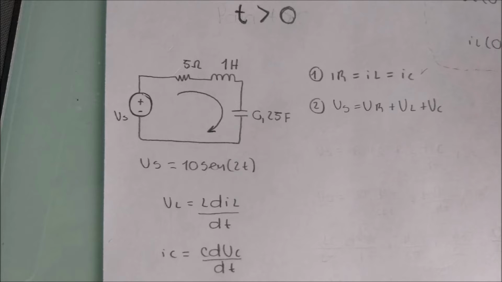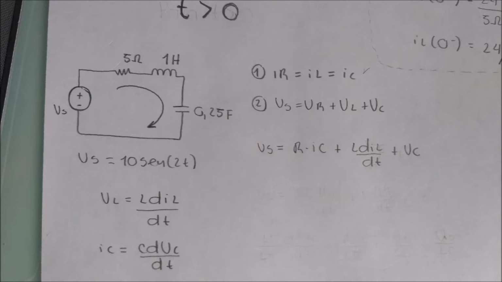After finding the initial conditions, we evaluate the circuit for t greater than 0. For this case, we take into account the inductor and the capacitor. As it is a totally series circuit, the current between the components is the same.